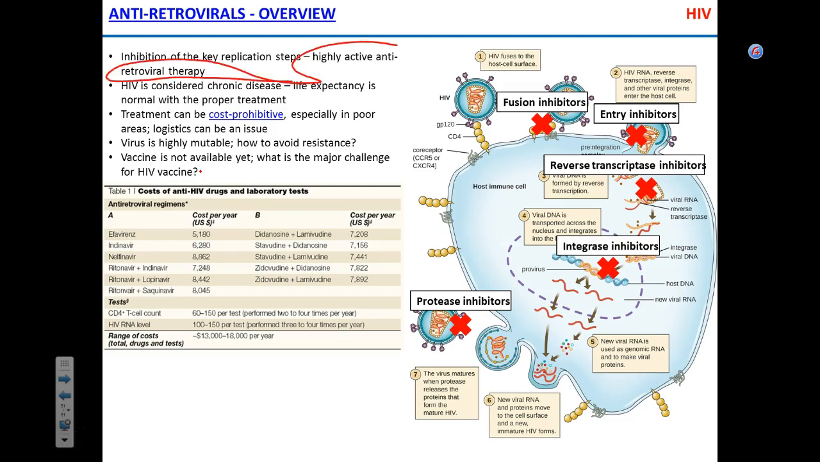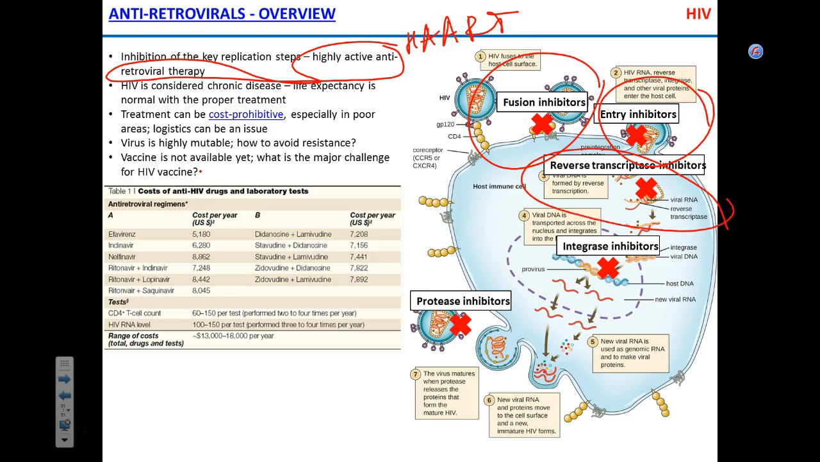Now, we have a very good antiretroviral therapy. It's called HAART, which stands for Highly Active Antiretroviral Therapy. And we have drugs that inhibit fusion, entry, reverse transcriptase, integrase, and protease. HIV is considered to be a chronic disease, like diabetes or hypertension.